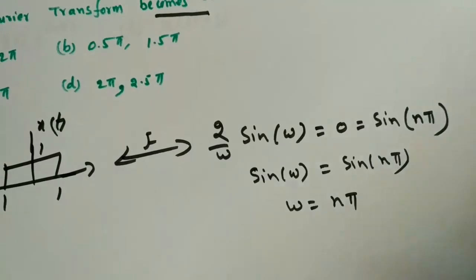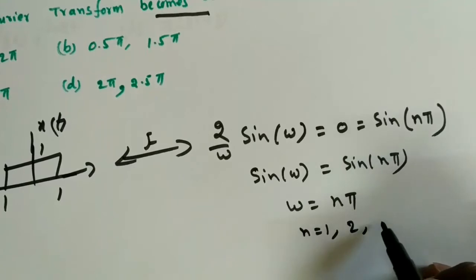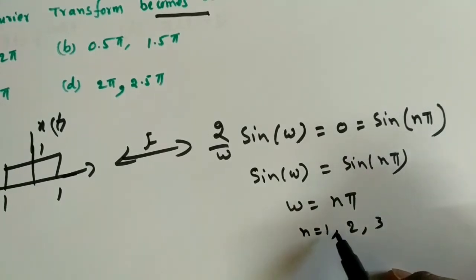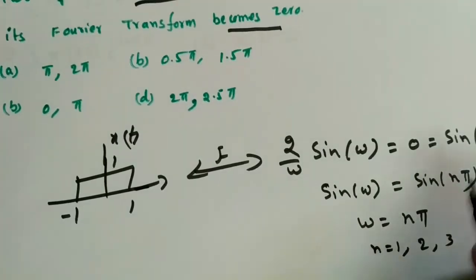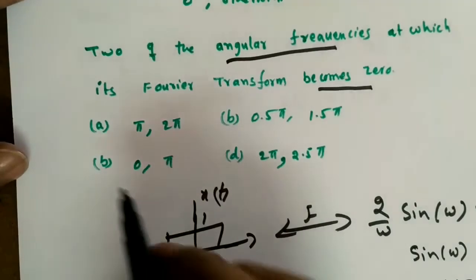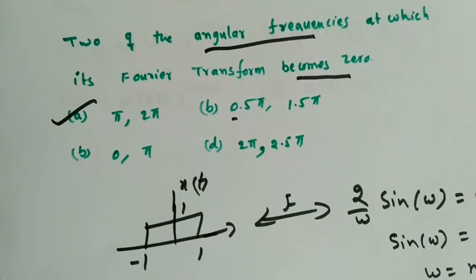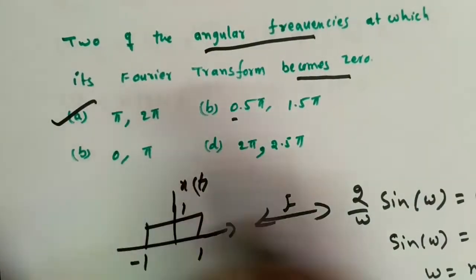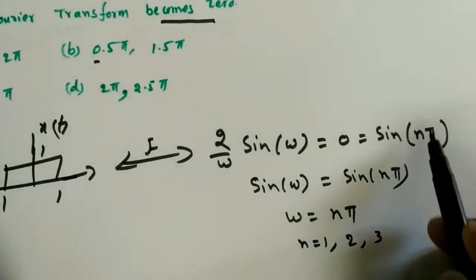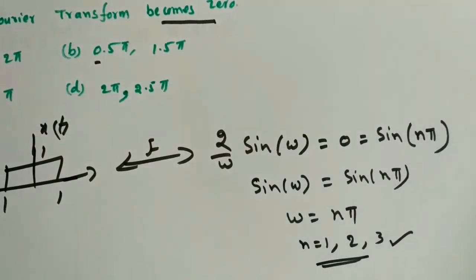But he asks for two angular frequencies. So n is equal to 1, n is equal to 2, n is equal to 3, etc., plus or minus, right? But in the answer he has given only plus values. So if n is equal to 1, pi, n is equal to 2, 2 pi. So what is the answer? No 0.5s, etc. Only pi and 2 pi. Now you may think that you may get a 0 also, but it is not the condition, because n cannot be 0. If n is 0, nothing is there, right? So n is a non-zero integer always. Remember this point, right?